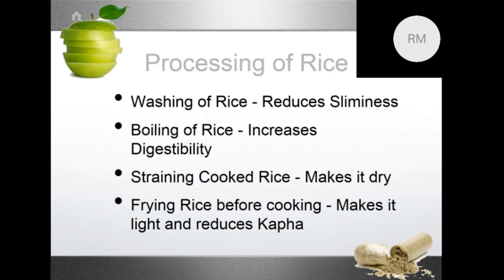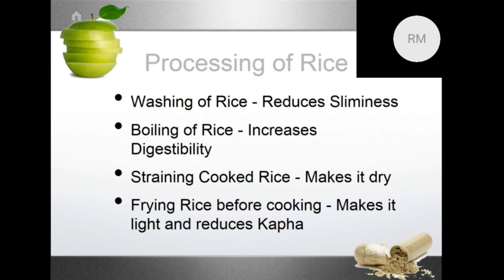And when you boil rice, it increases digestibility. And straining cooked rice makes it dry and so easier to mix with other vegetables and other food substances. And frying rice before cooking makes it light and reduces kapha. But frying using too much oil for frying is not recommended.